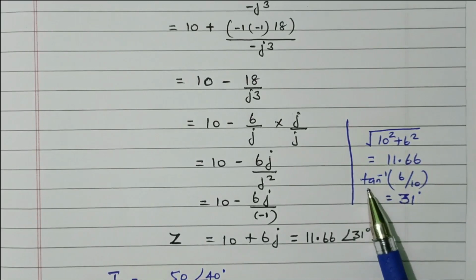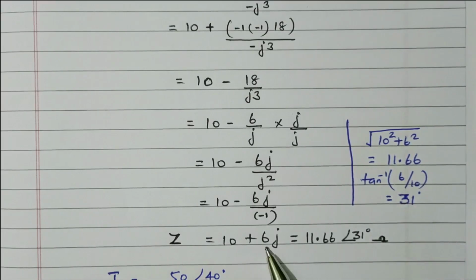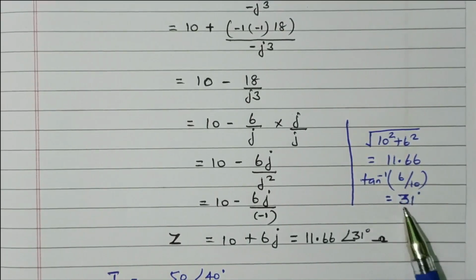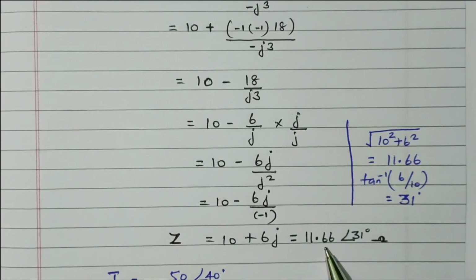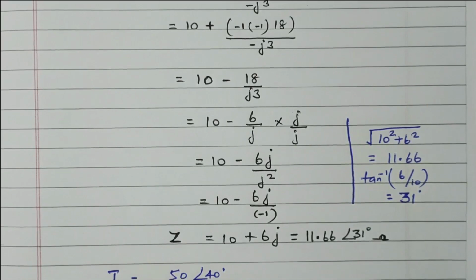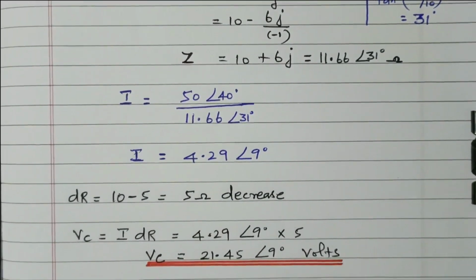How to find the angle? Tan inverse b by a, imaginary term divided by real term. Imaginary term is 6, real term is 10. Tan inverse 6 by 10. So this value is 31 degree. Right? So 11.66 with an angle of 31 degree is the total impedance in the circuit. From that we can find the current as well as change in current.